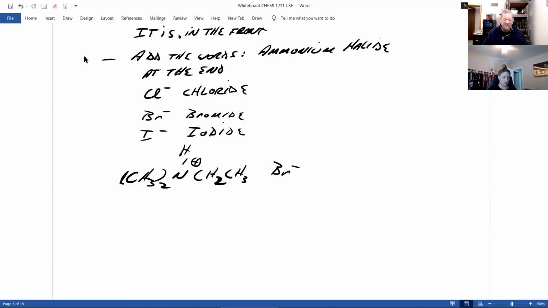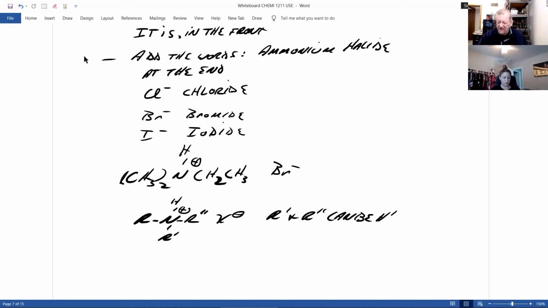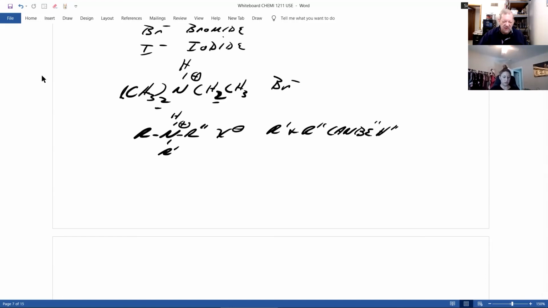And the question is, what's the name of this compound? And notice it's an amine salt. Remember, amine salts are the form like this, where R prime can be hydrogens or they can be alkyl groups. So how do you name this? Well, I've got 2 methyls and an ethyl. And since this is a common name, you can make it any order. 2 methyls is dimethyl. 1 ethyl group, ethyl, ammonium, and bromine is bromide.